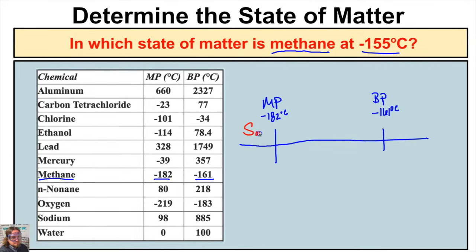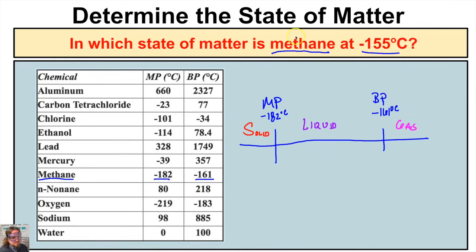It's going to be a solid from everything over here all the way up to negative 182, at which point it's going to turn into a liquid. So everything between the melting point and the boiling point is going to be a liquid, at which point, at negative 161 degrees Celsius, the substance is going to boil. So everything past negative 161 towards the positive direction on our number line is going to be a gas.